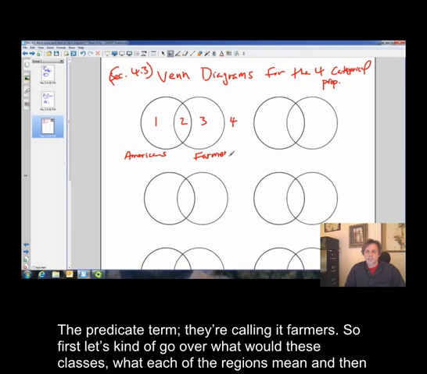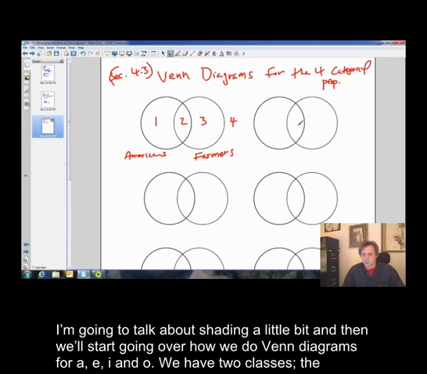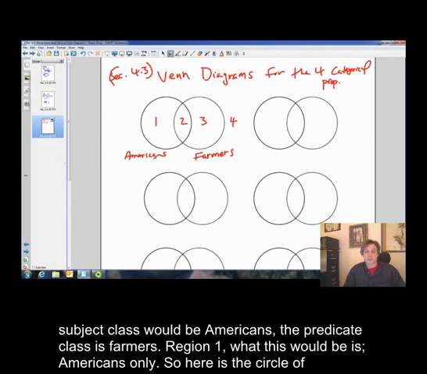So first, let's go over what each of the regions means for these two classes, and then I'm going to talk about shading a little bit, and then we'll start going over how we do Venn diagrams for A, E, I, and O, okay? So, all right, we have two classes. The subject class would be Americans, the predicate class is farmers. Region 1 would be Americans only, okay? Americans only.